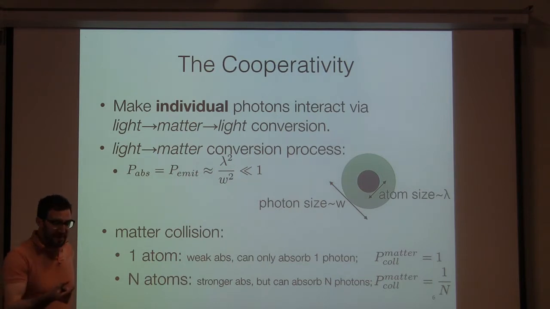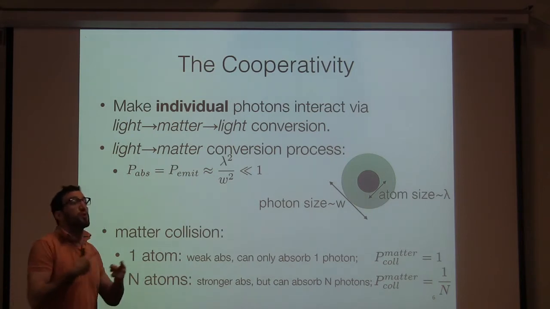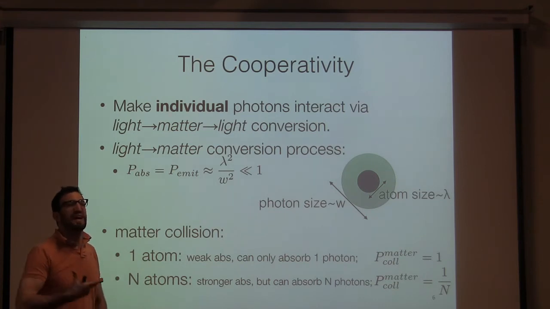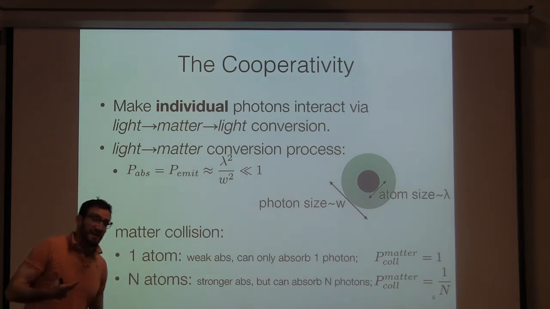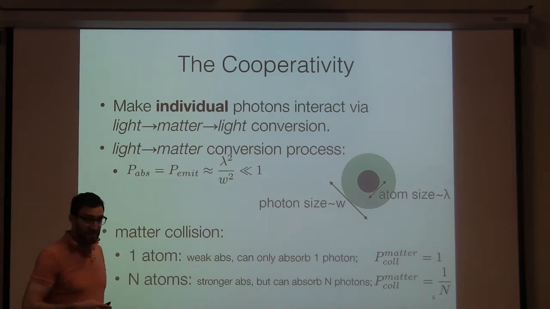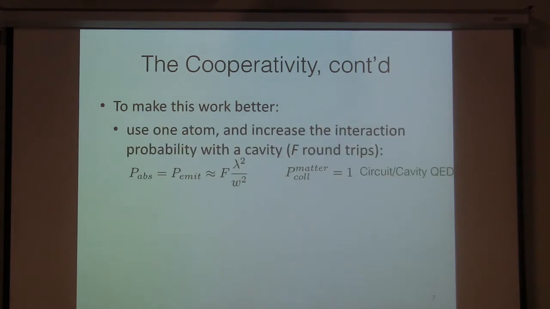Well, the problem is, once one of those atoms has absorbed a photon, if there were 1 million atoms to start with, there are still 999,999 left that can absorb the second photon. So basically, the response of the medium is not nonlinear, right? And so this does not really give you interactions between the photons. Okay? So, how do we make this work better?